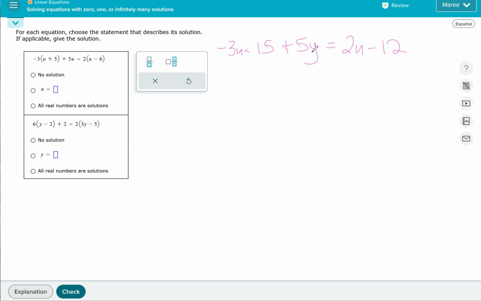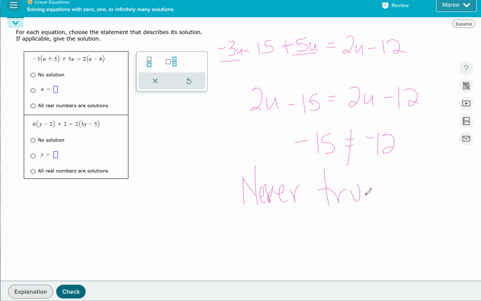So why did I put a y on the 5? I don't know. That's supposed to be a u. So we'll just change that to a u. There we go. -3u plus 5u becomes a positive 2u. Minus 15 equals 2u minus 12. There's no way these are going to be equal. Again, if you subtract 2u, you get -15 equals -12. Never true. So that's no solution.